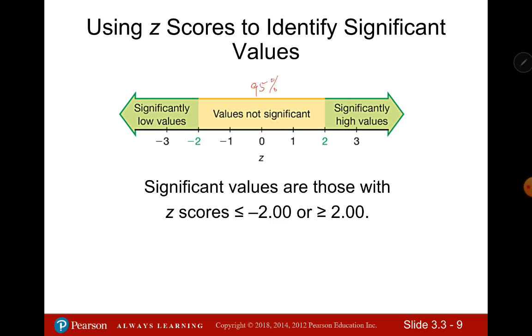We have 3 options. Make sure you understand we have 3 options. Most of the data, 95% of the data right in the middle, we will say they are not significant. But if the data value is 2 standard deviations below the mean, which means the z-score is less than or equal to -2, we call it significantly low. Similarly, 2 standard deviations above the mean, or z-score greater than or equal to +2, we will say this kind of value is significantly high. So 3 options: significantly low, significantly high, and not significant.